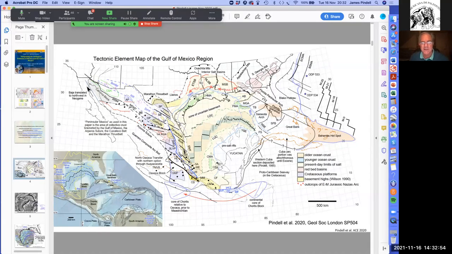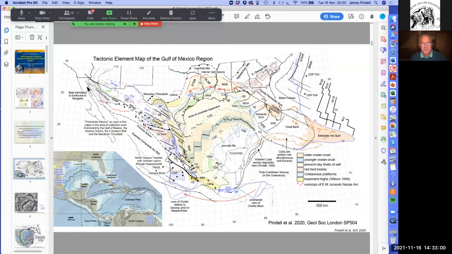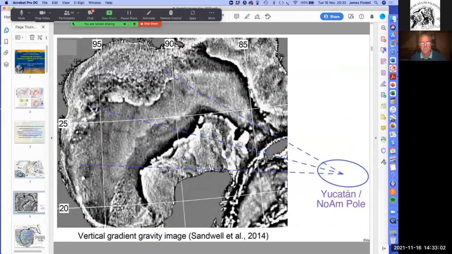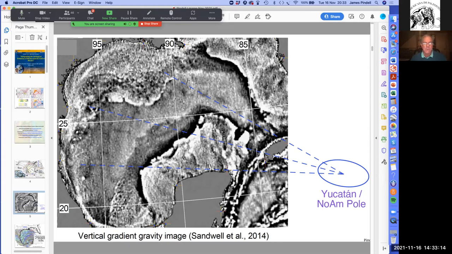Okay, I think that is enough introduction with this map. So let's move on. We'll talk first about the oceanic crust, because that's the most important thing. This is a gravity map from a 2014 paper, and it shows the vertical derivative of the gravity. And what you can see for the first time in 2014, you can see the shape of the old spreading center going down the Gulf of Mexico. Does everybody see that? You can see that dark outline of what the seafloor spreading center used to look like.